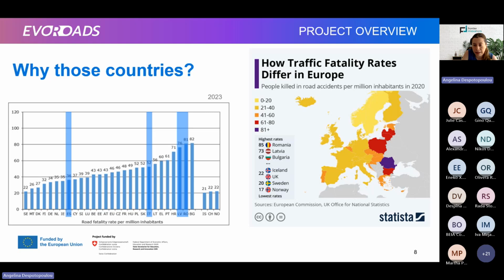Those that you can see on the screen are statistics prepared by the European Union. The graph on the left is from 2023. The map on the right is from 2020. Both graphs show how serious the problem of road fatalities and road accidents is in several countries. And as you can see, two of our pilots, Romania and Latvia, have a very, very high percentage of a very serious problem in road safety, at least as compared to other countries.